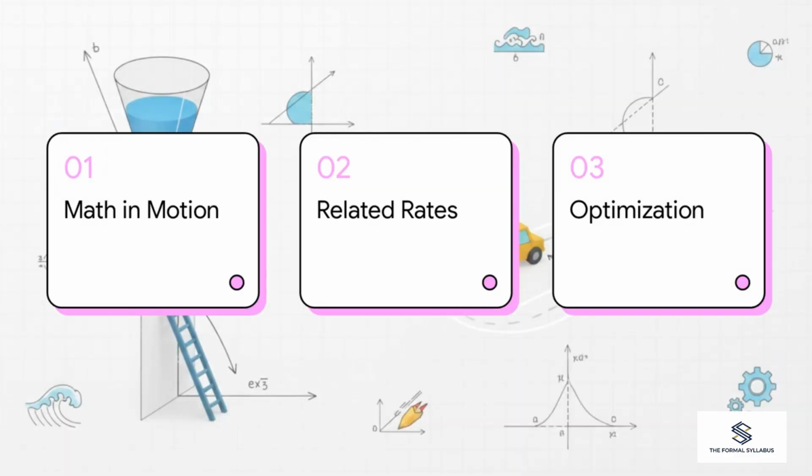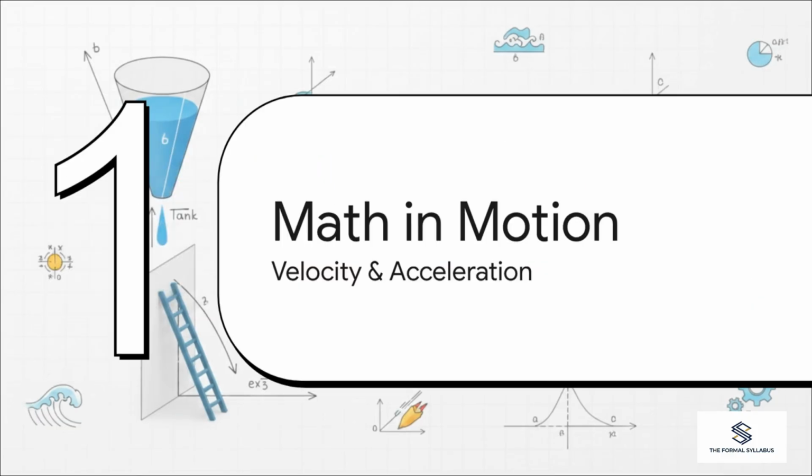So here is our roadmap for the explainer. First up, math in motion. Second, we're tackling related rates. And finally, optimization, where we'll design the perfect box. Let's get to it. Module 1, Math in Motion.